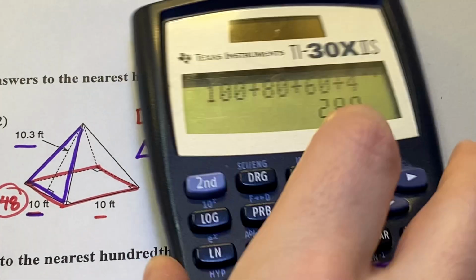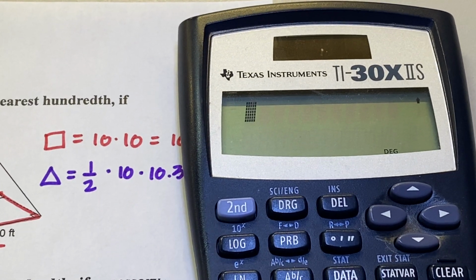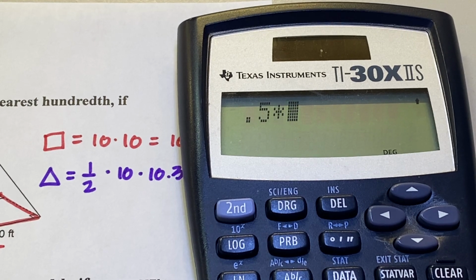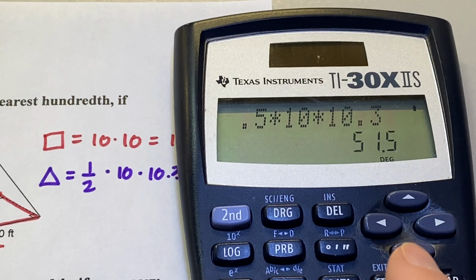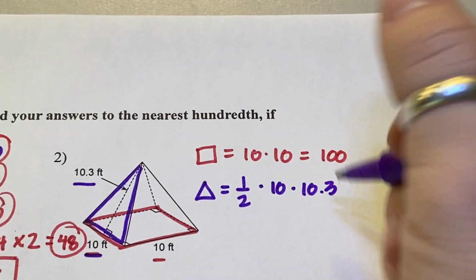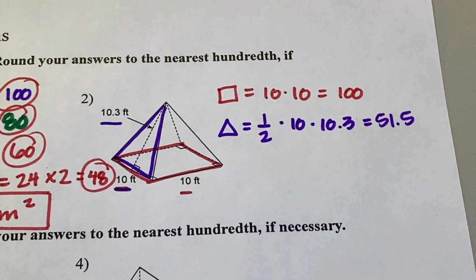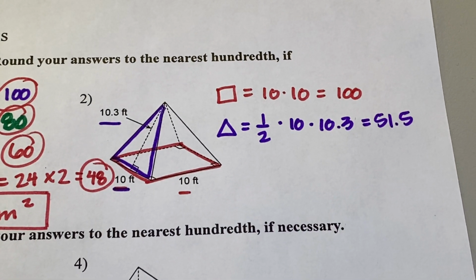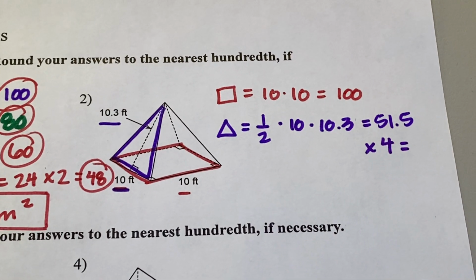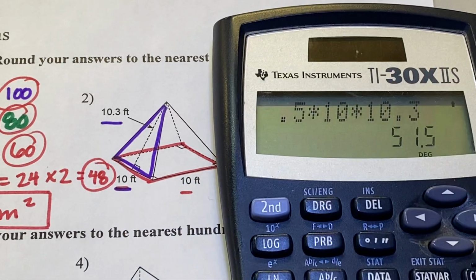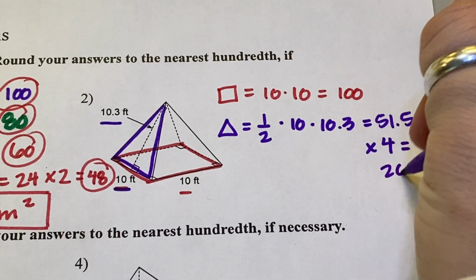10 is my base. 10.3 is my height. So we got 10 times 10.3. I'm definitely going to need to use a calculator because of that 10.3. Totally fine. Remember, 1/2 in your calculator is the same as 0.5 times 10 times 10.3. And that gives me 51.5 for that triangle. Now, how many sides of those triangle do I have? 4. So let's take that 51.5, multiply it by 4. They're all the same because it's a square on bottom. 206. Nice.